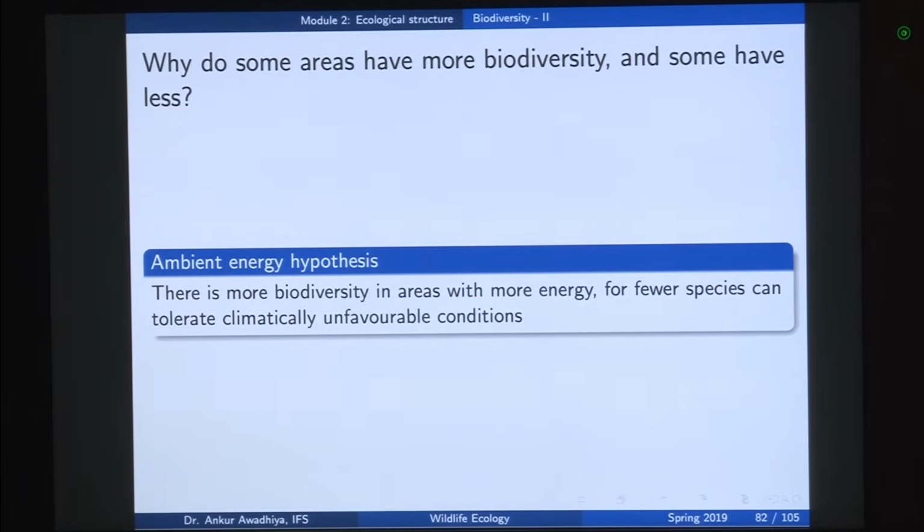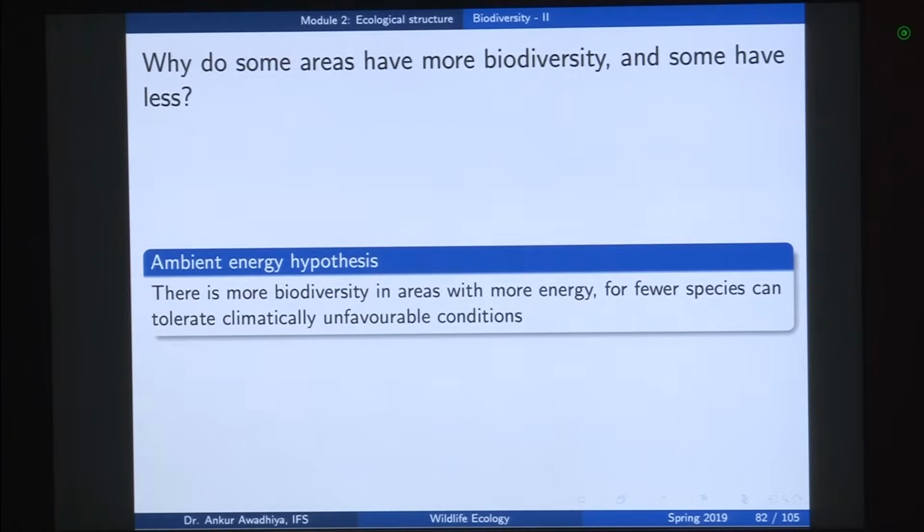Now, another hypothesis goes by the name of the ambient energy hypothesis. There is more biodiversity in areas with more energy, for fewer species can tolerate climatically unfavorable conditions. So, this hypothesis essentially states that those areas that have more energy in the form of, say, sunlight and are having more favorable conditions would have a greater amount of biodiversity.